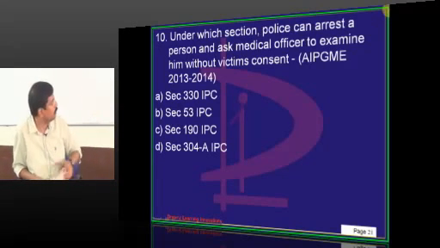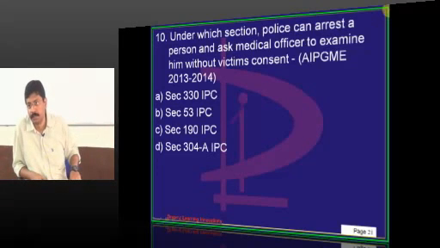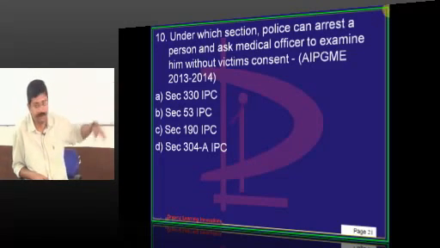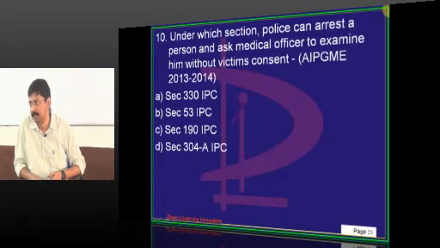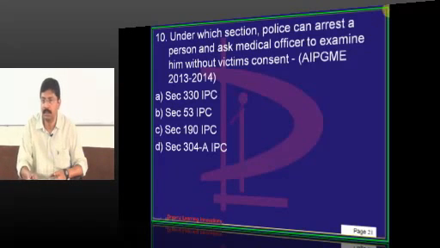According to Section 53 IPC, actually it should be IPC or something else. It is a procedure, so the option should be 53 CrPC. They have wrongly typed it as IPC. It is a procedure where you are bypassing the consent because the patient is an accused.